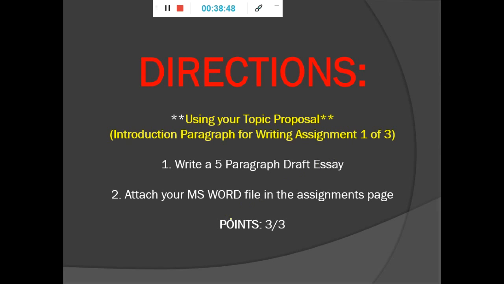Okay, and we're going to attach this in the assignments page. So just as we've been doing, I will upload our module for that week and let you know specific directions in more detail. And if you complete this, you will get 3 out of 3 points.